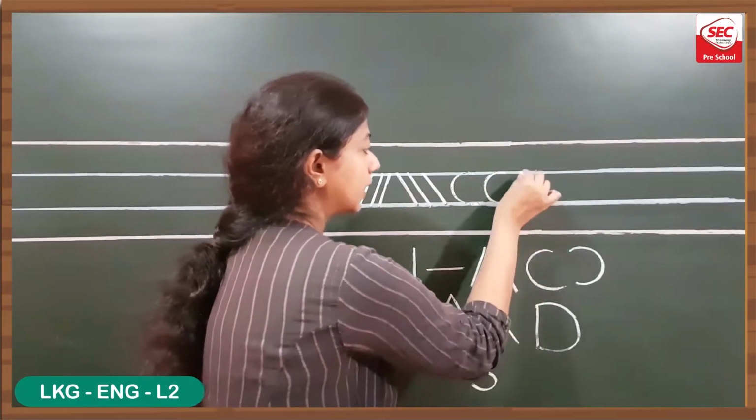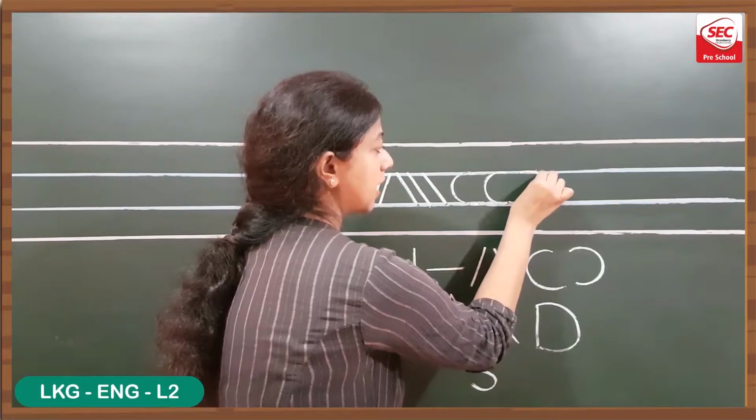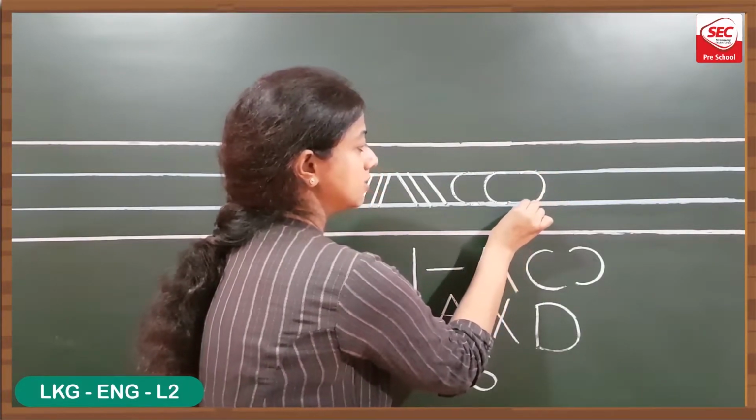Now let's see the other way. We'll start from here and we'll make a small C.